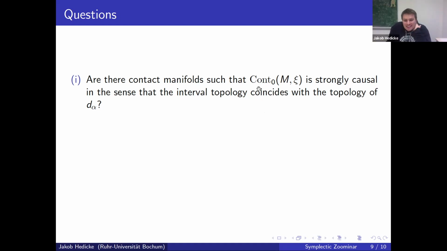But maybe it might be interesting if there are indeed contact manifolds which are strongly causal, in the sense that the interval topology really coincides with the topology induced by this Hofer-Shelukhin distance. I tried to show it for some examples like unit cotangent bundles or jet spaces, but it did not really work. And I believe, if it is true, it involves more advanced techniques like spectral invariants or things like this. So it might be quite hard to show.